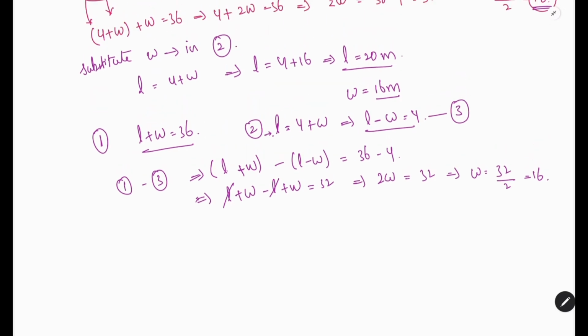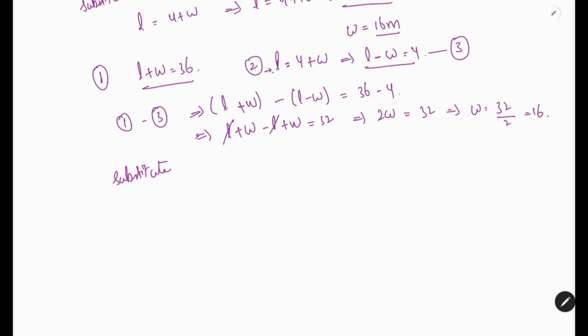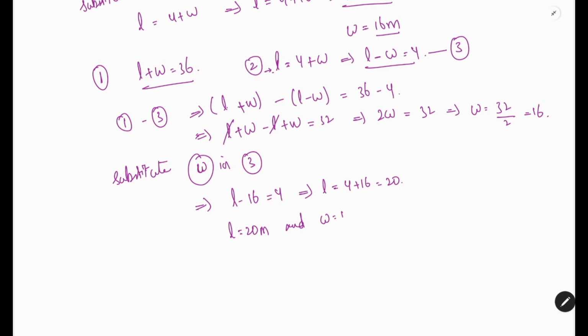Now substitute width in the first or third equation. Here length minus width, which is 16, equal to 4. So length equal to 4 plus 16 equal to 20. So here we got length equal to 20 meters and width equal to 16 meters. 20 and 16.